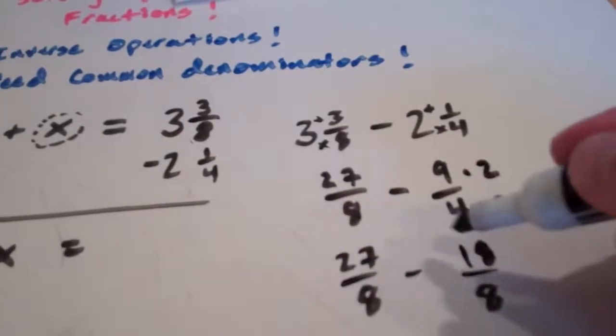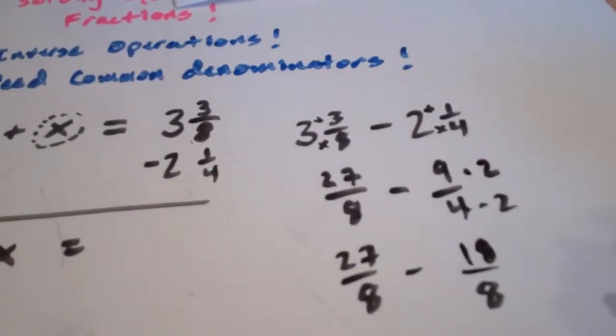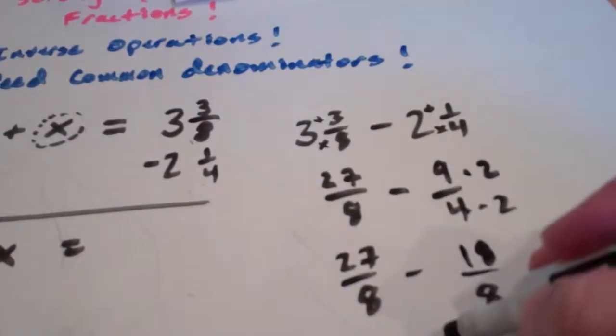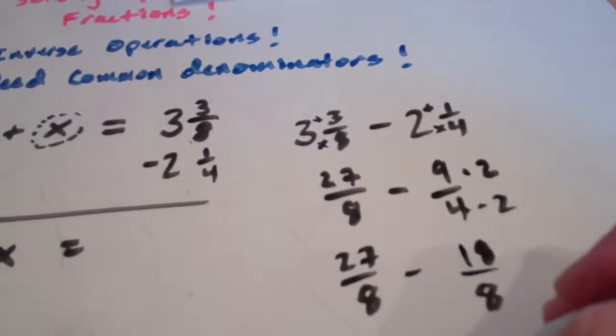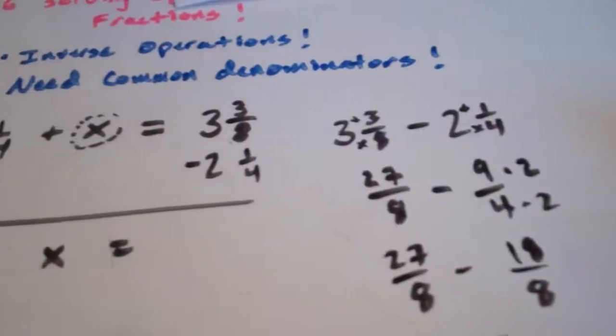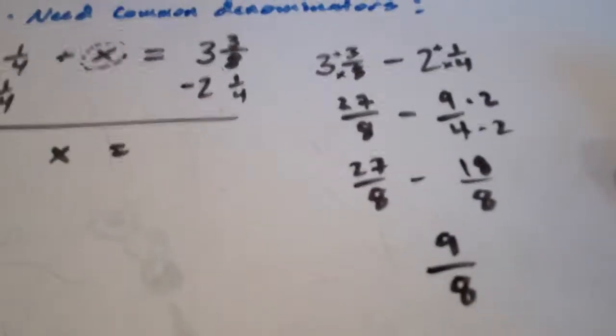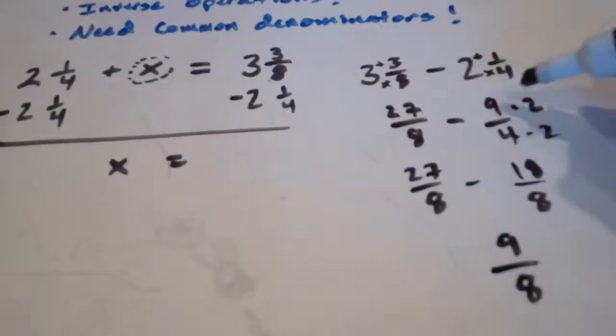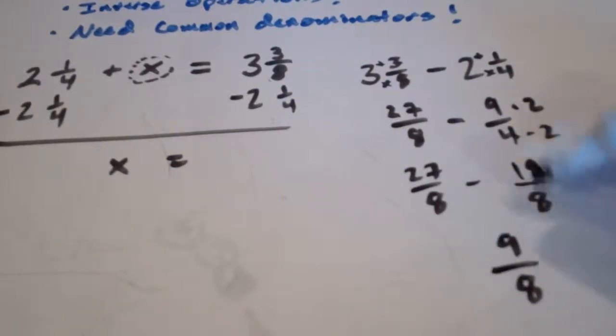So now that I have a common denominator, I can combine the top numbers. 27 minus 18 is 9, all over 8. And I'm going to just slide back over, 9 over 8. I'm going to slide back over and put it to where I did. So I did all my work on the side here, dealing with the fractions.